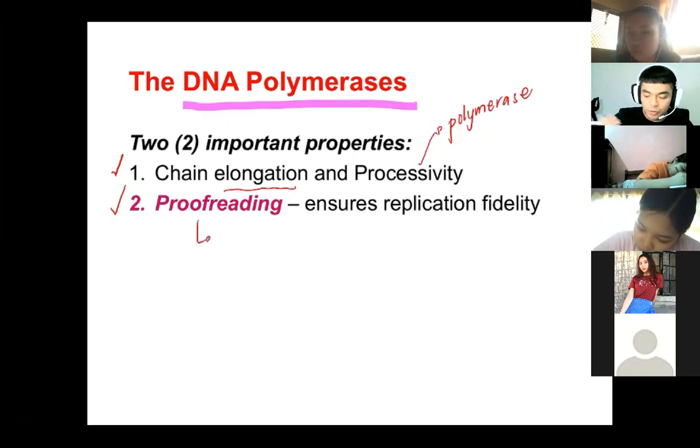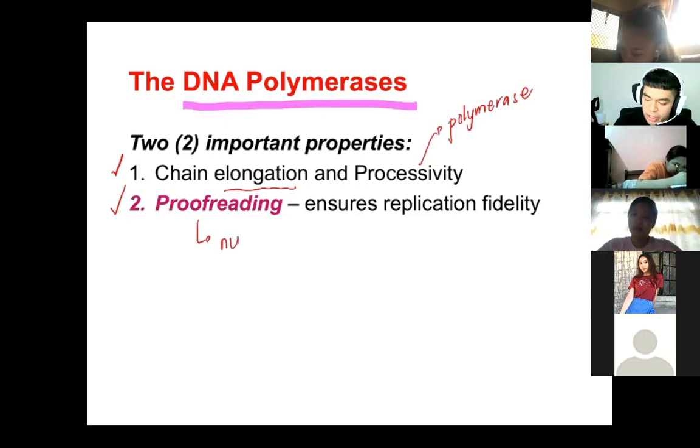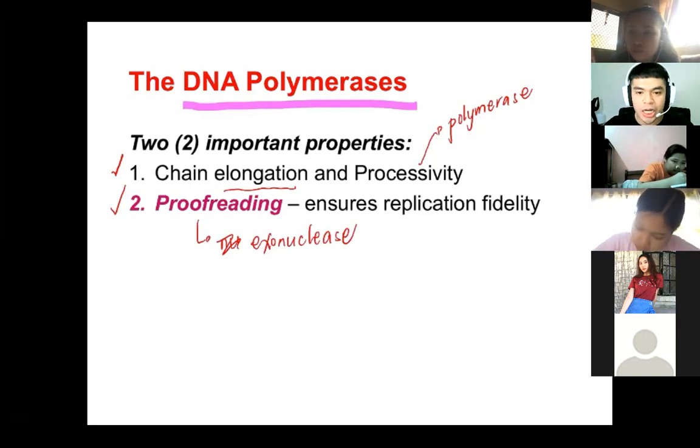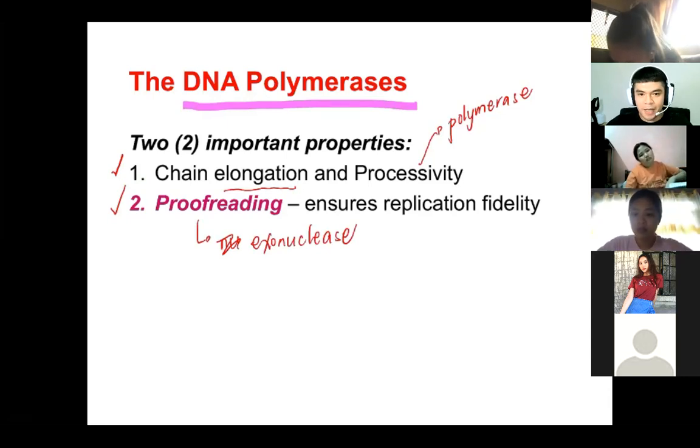Whereas, ang proofreading naman, again, ang proofreading naman is caused by the exonuclease action held by DNA polymerases. So ulitin natin, meron silang polymerase action, elongation yon, pag double check, exonuclease. Okay? Exonuclease. So unahin natin, okay?